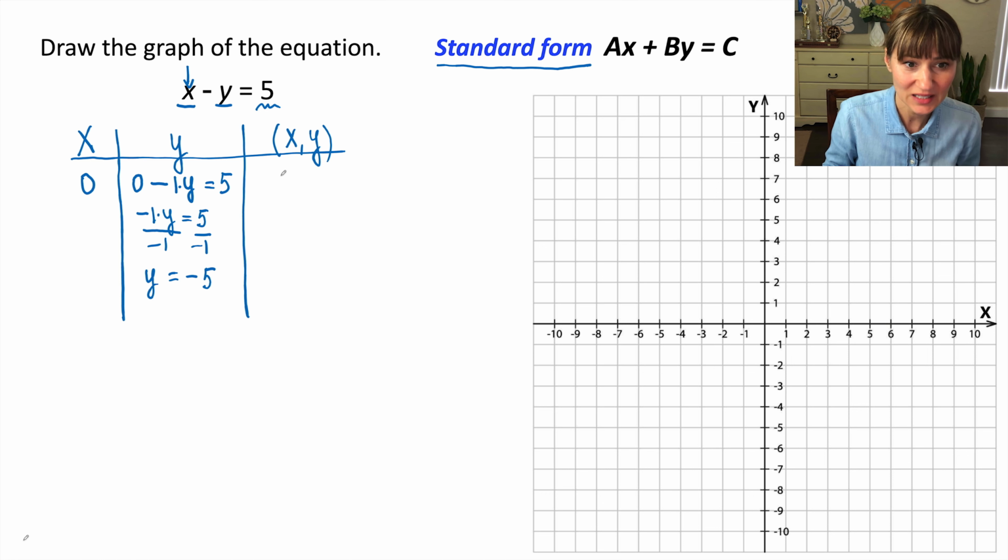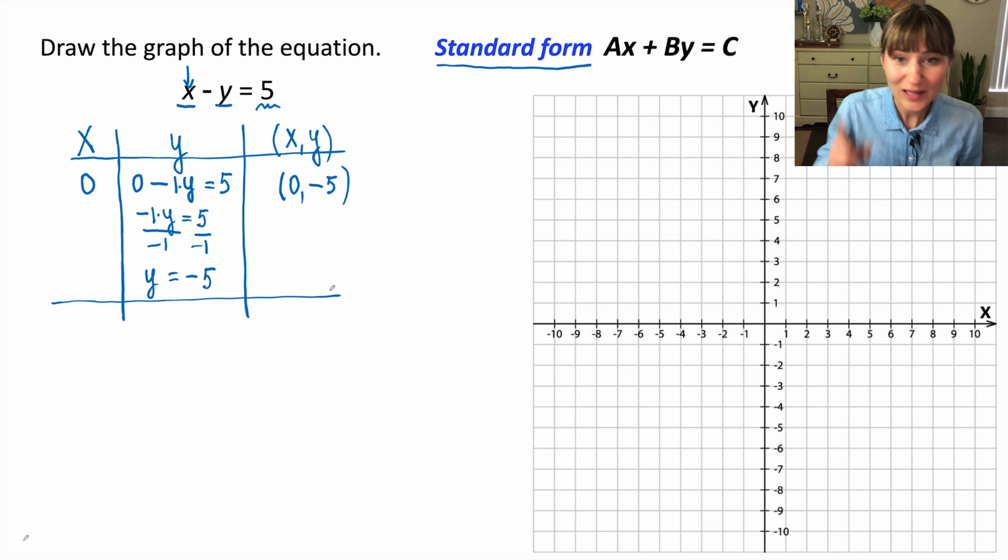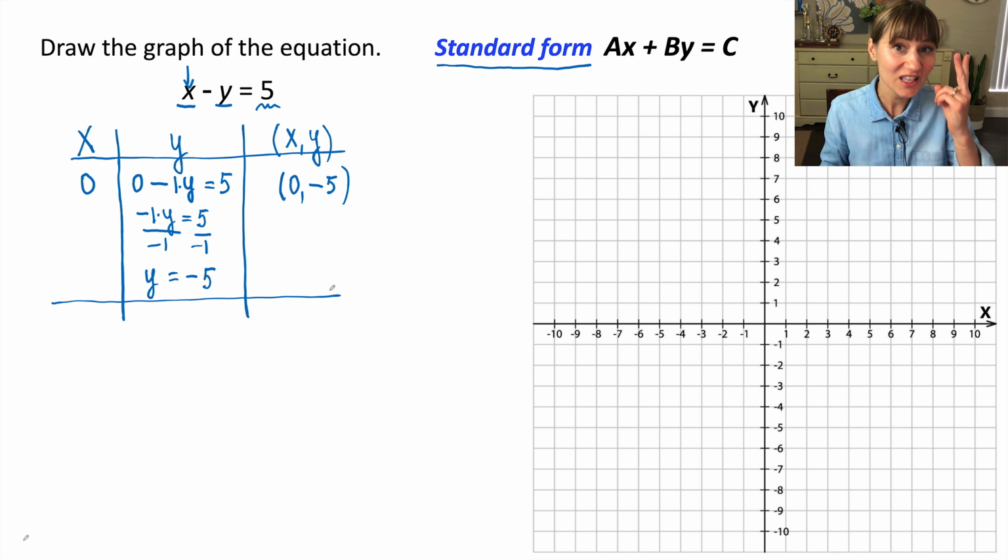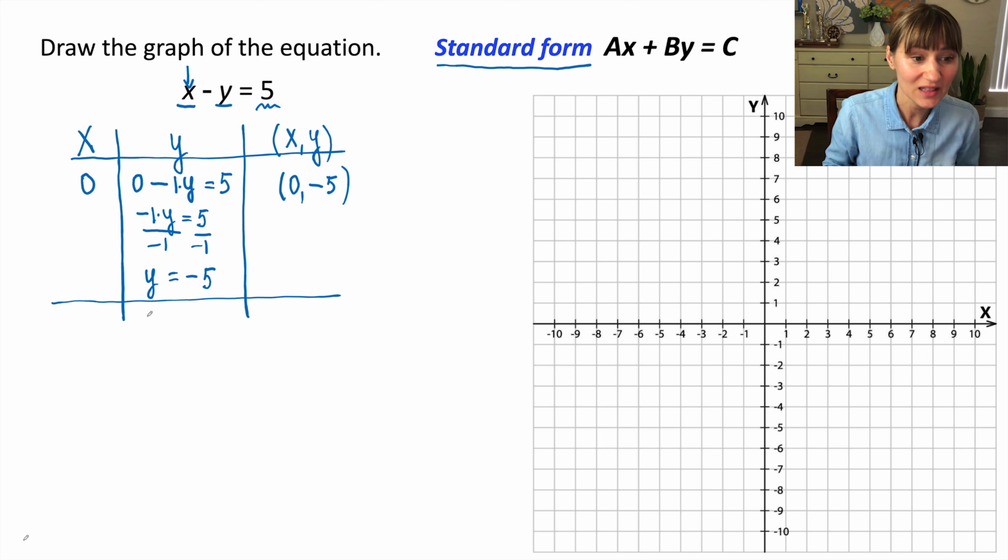Let's write the coordinates, starting with x first. So the x coordinate is 0, the y coordinate is -5, and then we will plot this point to make a line. Okay, very good. But one point is not enough. We need to have at least 2 points to graph a line. So let's pick another point.